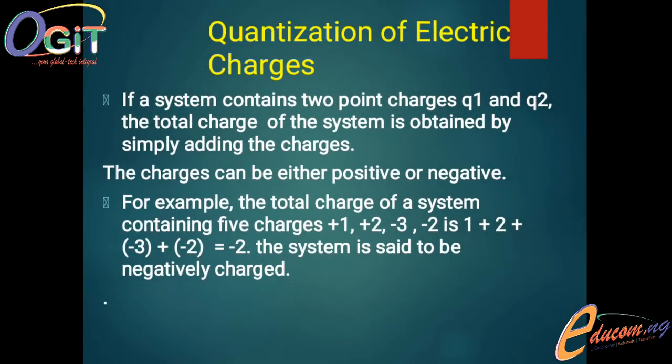Quantization of electric charges. If a system contains two points, charge 1 and point 2, don't forget, either positive or negative, having two charges we are dealing with, then we can determine their net charge by simply adding the charges together. Take an example of this. The total charge of a system containing 5 charges, 1, 2, minus 3. When added together, 1 plus 2 plus minus 3 plus minus 2, the net charge is minus 2. Definitely, such a system is said to be negatively charged. But if our net charge is positive, we are going to say the body or the system is positively charged.